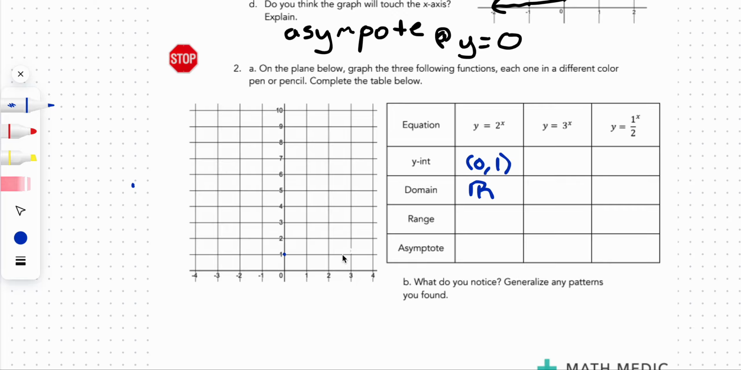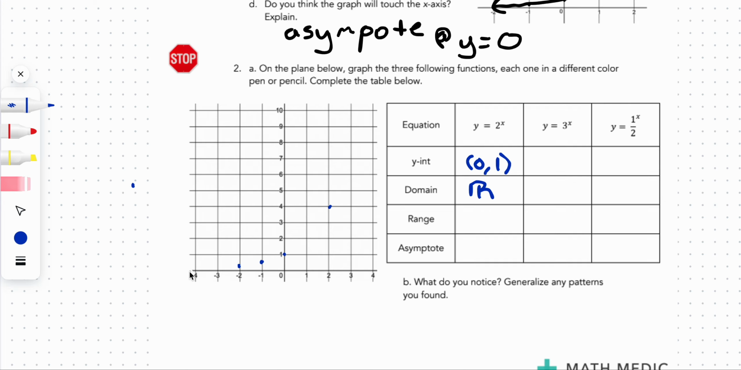Now our range, let's graph this to figure out our range. Let's plug in a couple of points. When x equals 2, 2 to the second power is 4, so let's put a point there. 2 to the negative first power is 1 over 2 to the first power, which is just 1/2. Let's do one more point. 2 to the negative second power is 1 over 2 to the second power, which is 1/4.